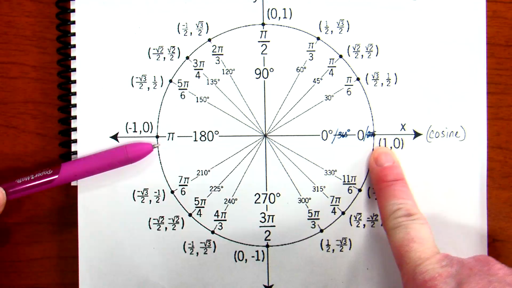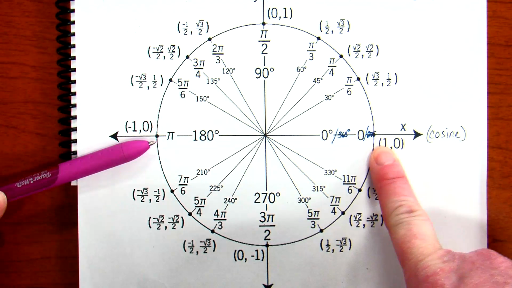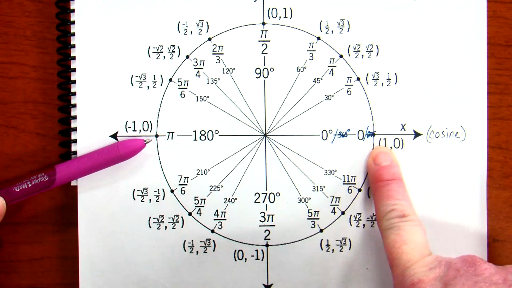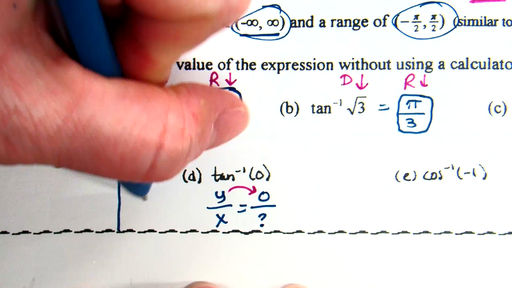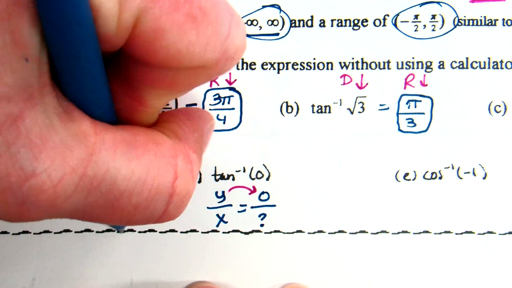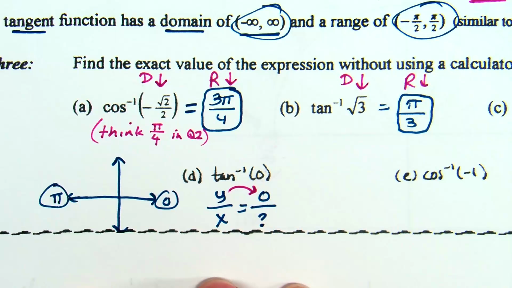Now, which answer is the correct one? It has to be 0, right? Because of the range values of the tangent, it has to be on that side. Okay. My options were at 0 and at pi.